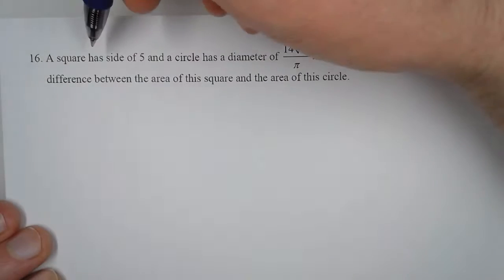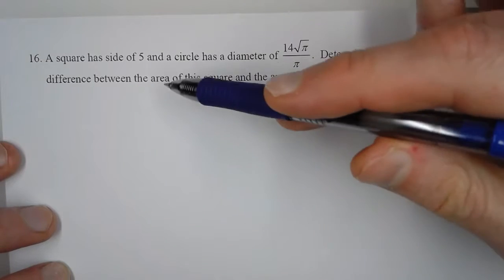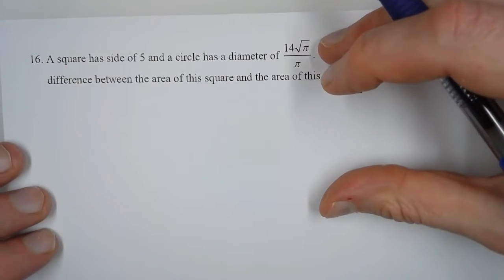In this problem, we're given that a square has a side of 5 and a circle has a diameter of 14 radical pi over pi. We want to determine the positive difference between the area of the square and the area of the circle.